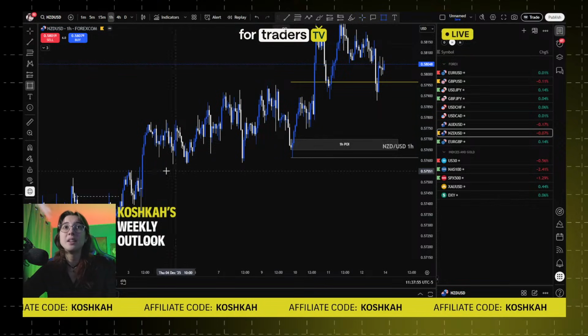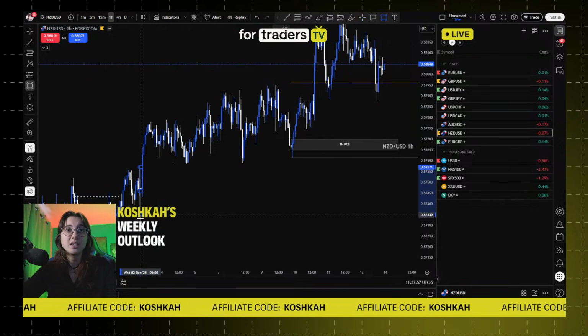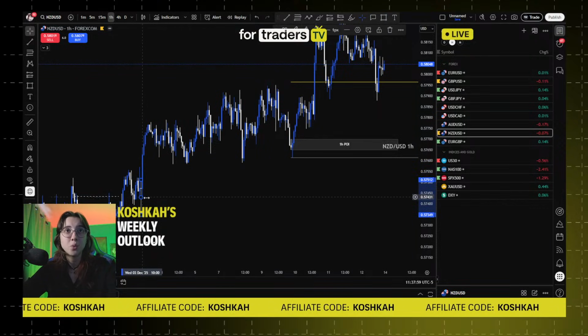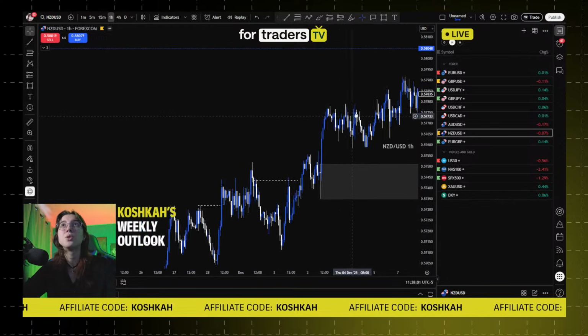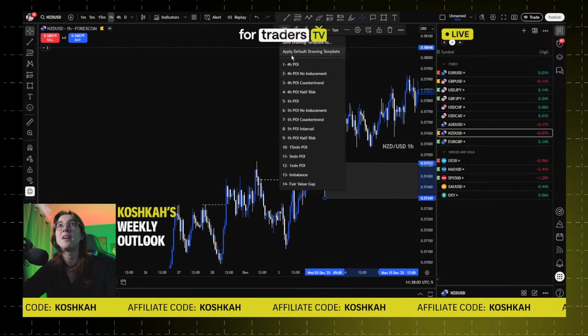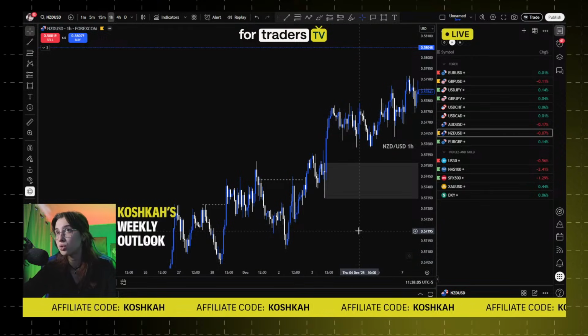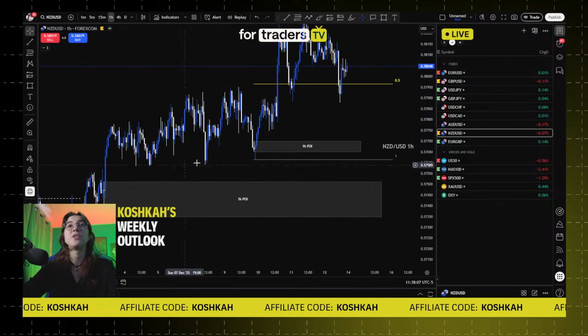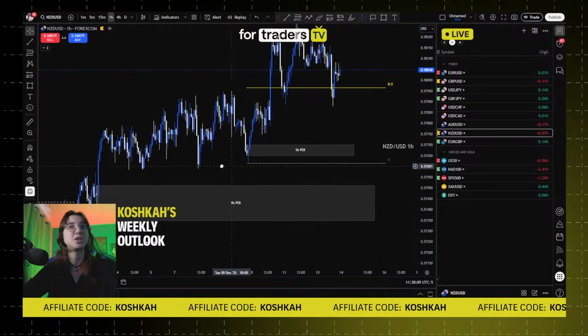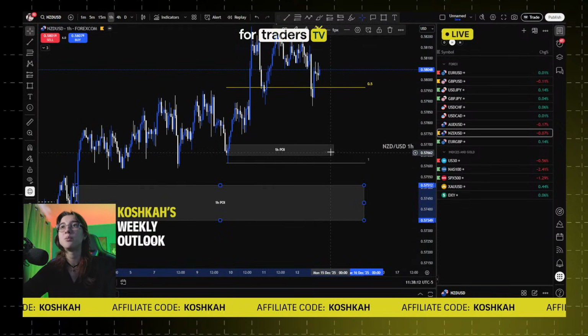And below that right here we do have a POI too. So exactly right here we do have a point of interest too, and we have a lot of inducement liquidity above it, so that's good. So yeah, that's pretty much it.